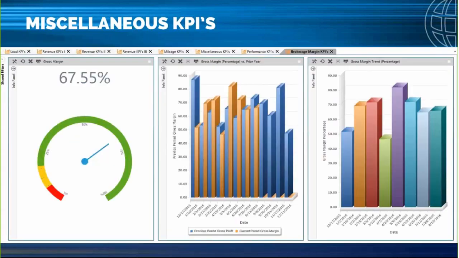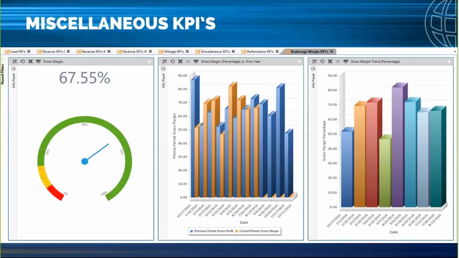And finally, some brokerage KPIs. What's your gross margin? Mine is a hefty 67.55%. That can be per day, per week, per month, once again, per quarter, per year, however you want to look at that. Your gross margin percentage versus prior year and your gross margin trend.